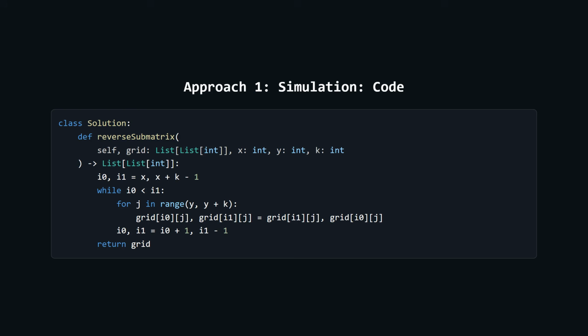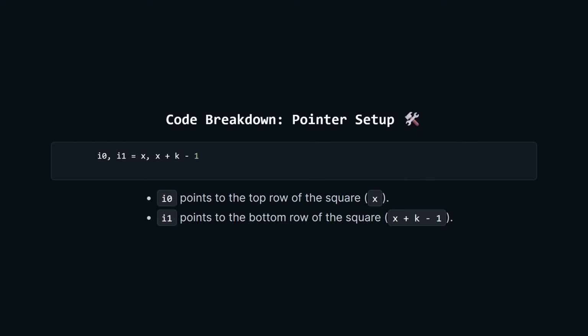Alright, here is the Python code for this simulation approach. It's quite short and sweet. Let's break it down into smaller pieces to see exactly what's happening. First, we set up our 2-row pointers. Let's call them the top pointer and the bottom pointer. The top pointer, called I0, starts at x. The bottom pointer, called I1, starts at x plus k minus 1. This perfectly brackets our target square from top to bottom.